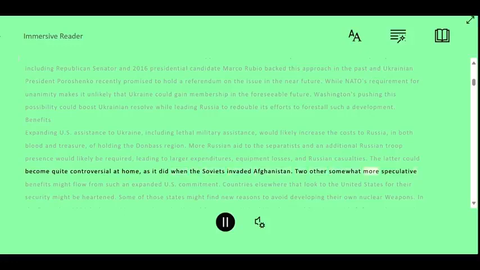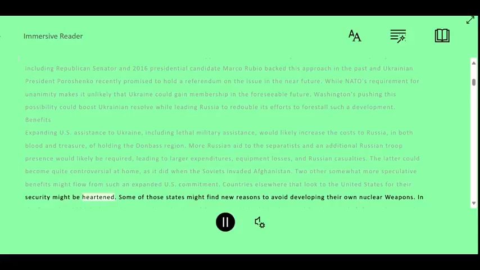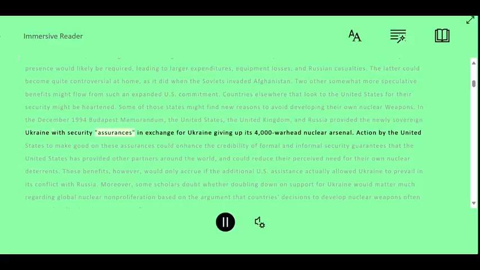Two other somewhat more speculative benefits might flow from such an expanded U.S. commitment. Countries elsewhere that look to the United States for their security might be heartened. Some of those states might find new reasons to avoid developing their own nuclear weapons. In the December 1994 Budapest Memorandum, the United States, the United Kingdom, and Russia provided the newly sovereign Ukraine with security assurances in exchange for Ukraine giving up its 4,000 warhead nuclear arsenal.